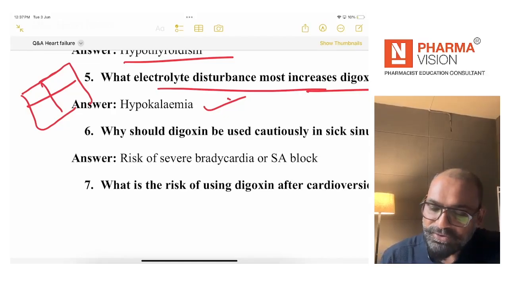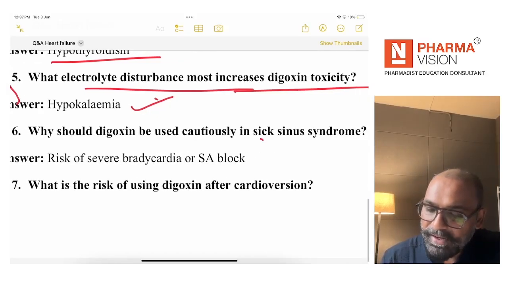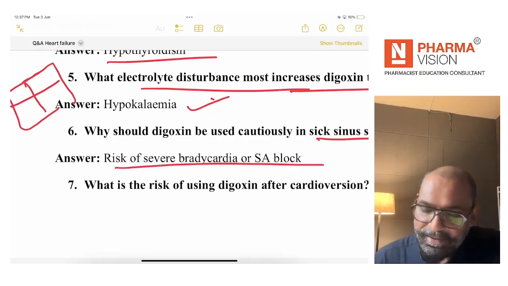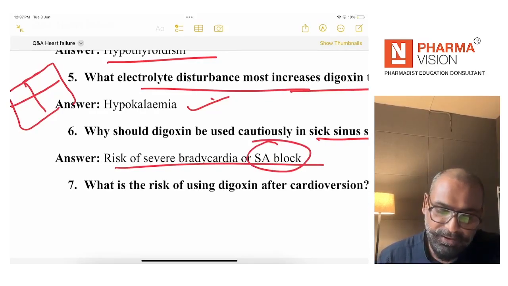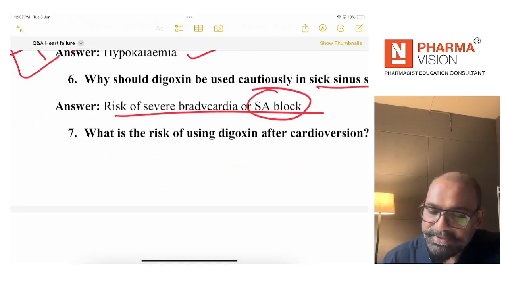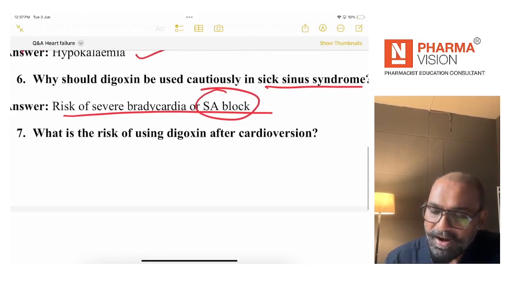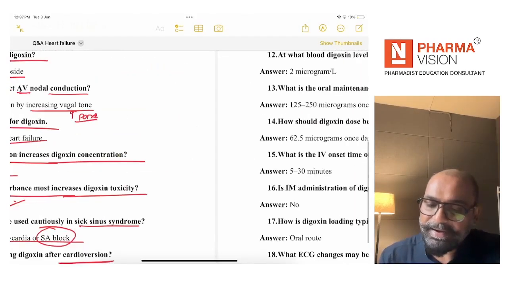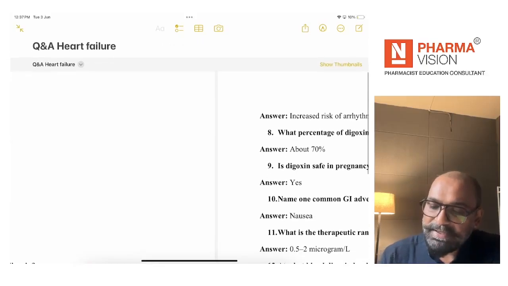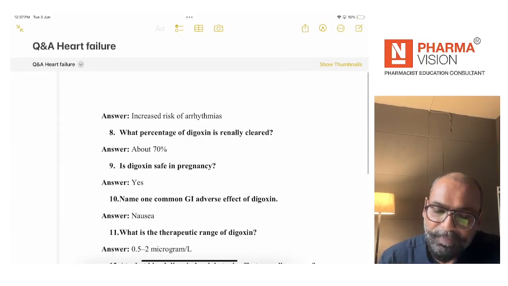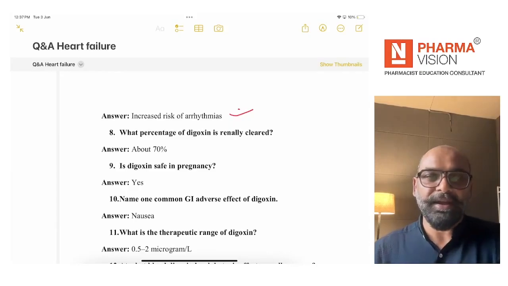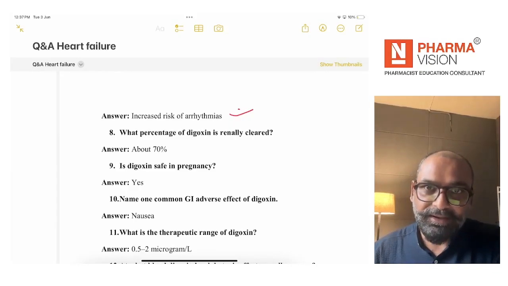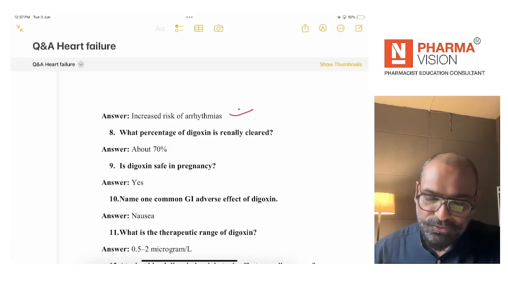Why should digoxin be used carefully in sick sinus syndrome? Because of the risk of severe bradycardia and SA node block. What is the risk of using digoxin after cardioversion? Cardioversion means we have corrected the rhythm, so it increases the risk of arrhythmia. So we have to be very careful about defibrillation or anything that we have done. After that, digoxin should be avoided.